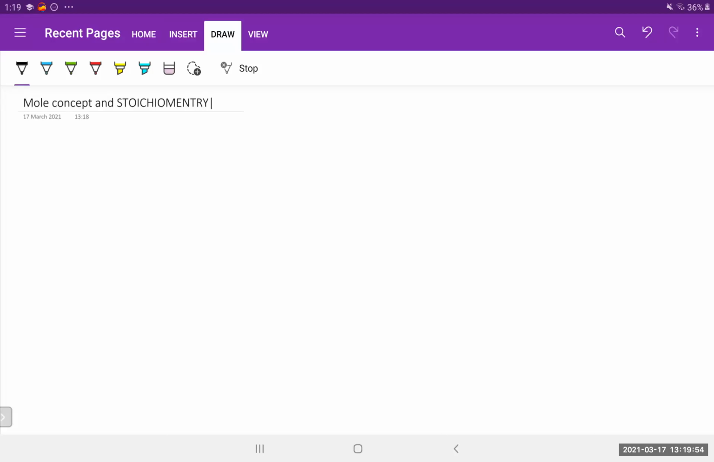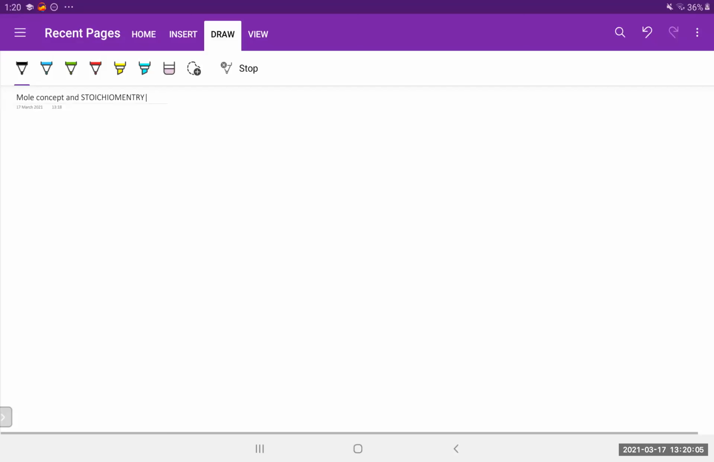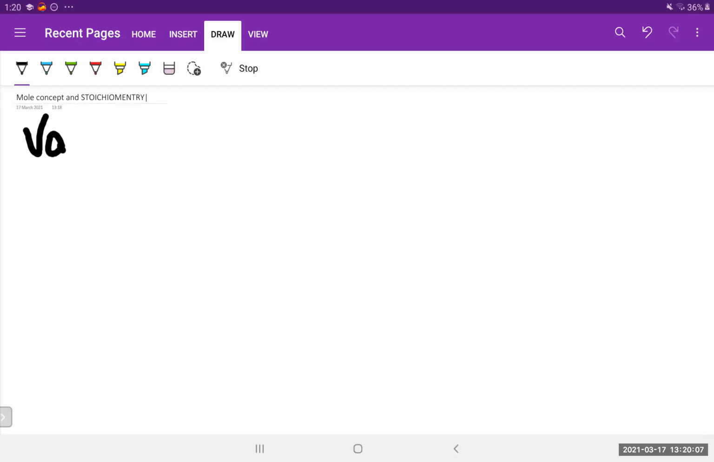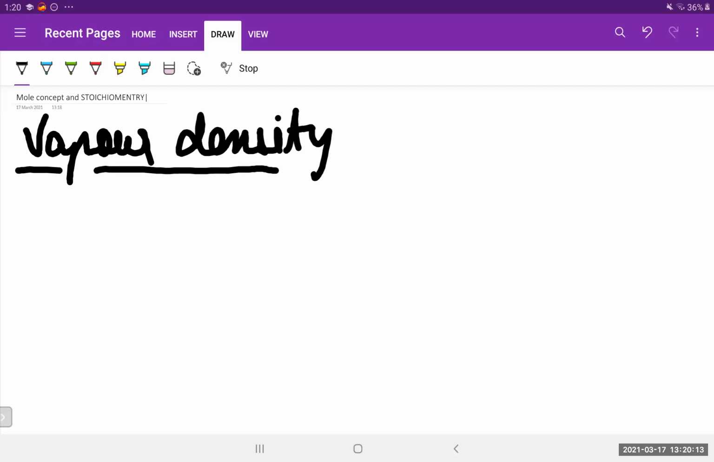So let's start. First of all, we'll do some terms which are there in the syllabus. First of all, let's do what is known as vapor density. You'll come across this word many a times in the numericals as well. What is vapor density? Now write the definition of this. It may come in the examinations.